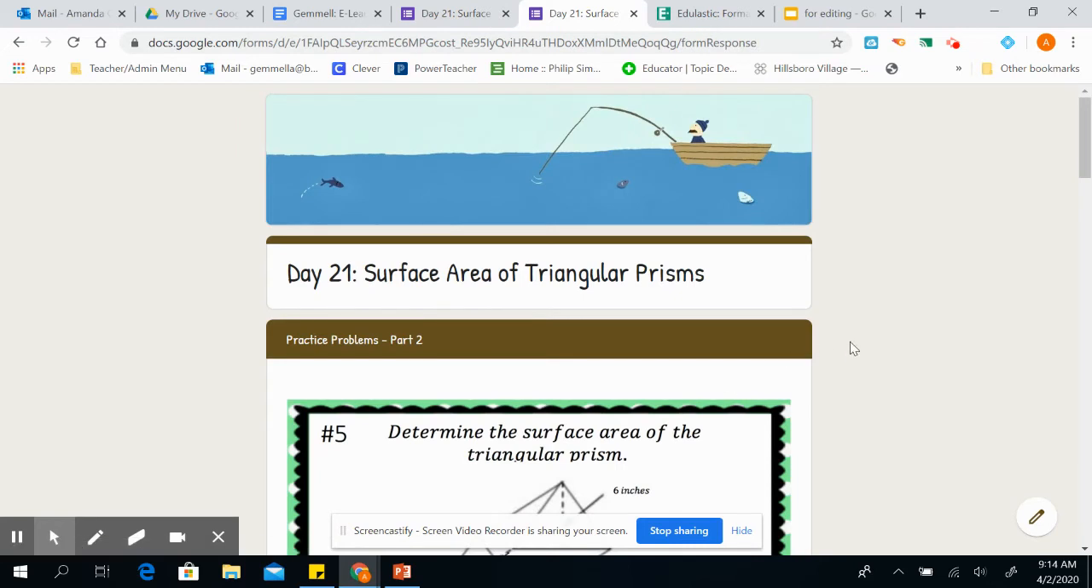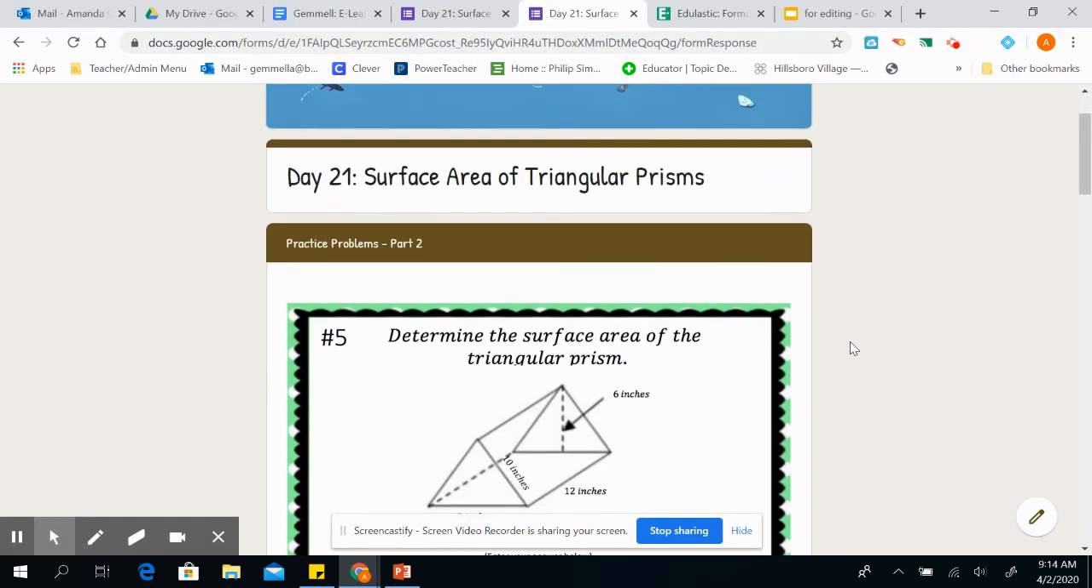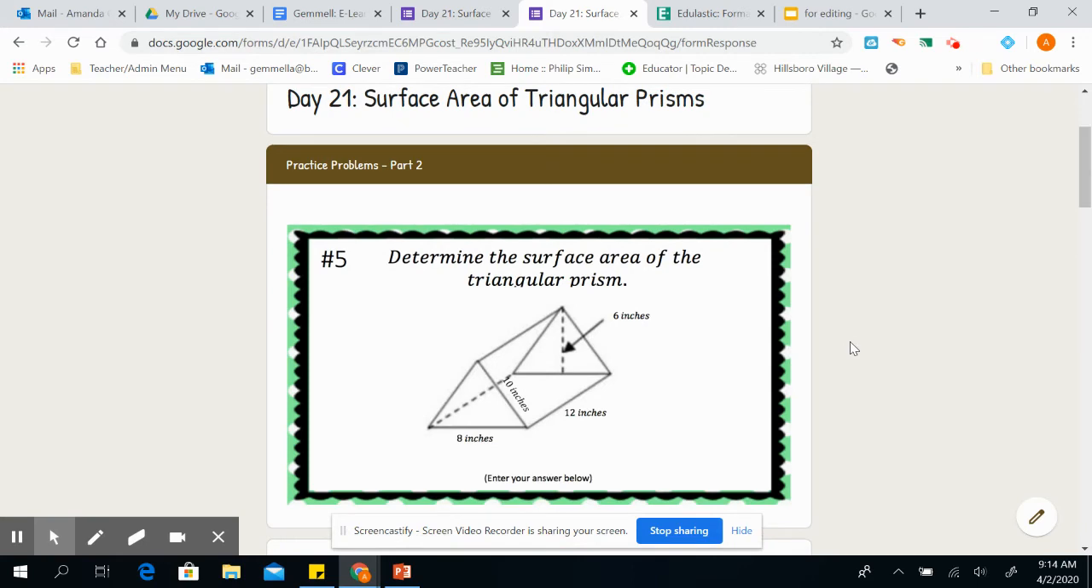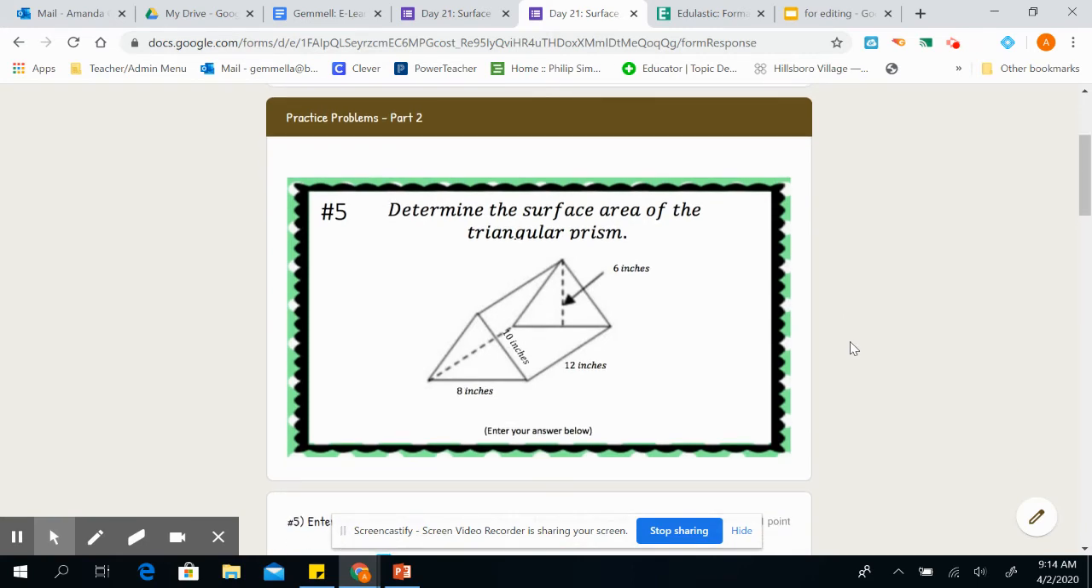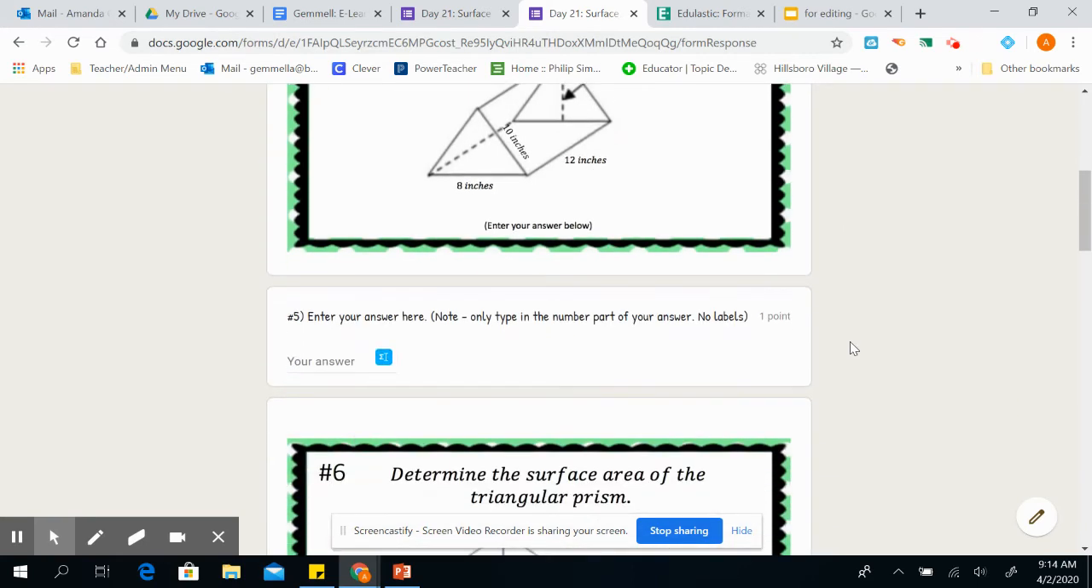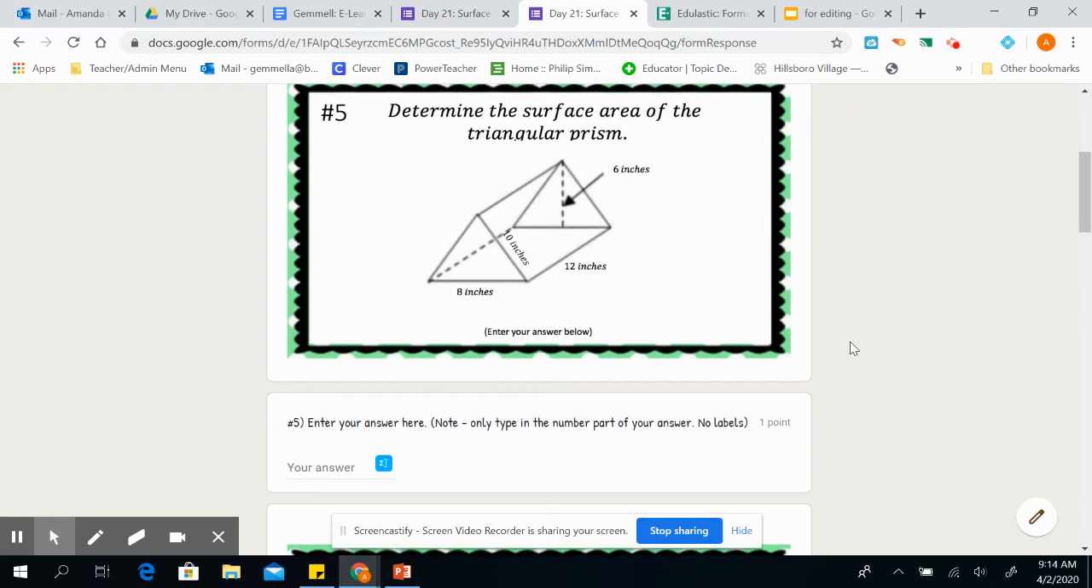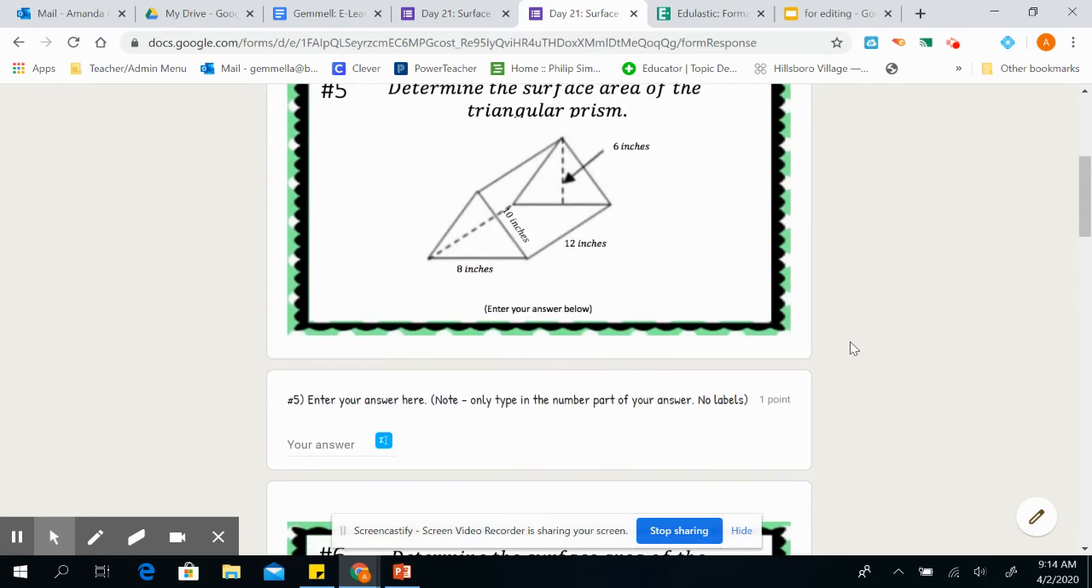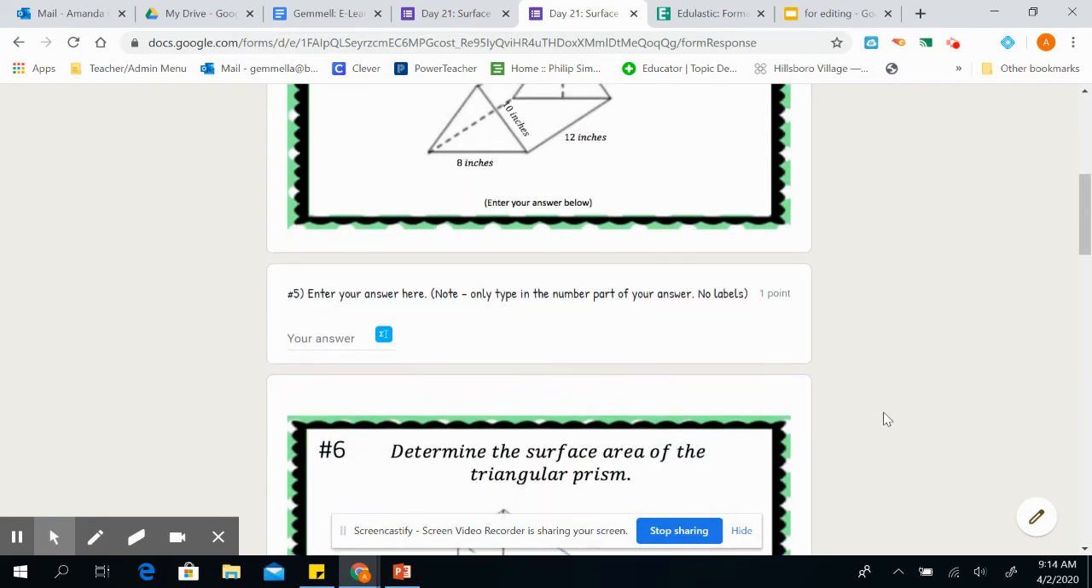Okay, this is part 2. These are going to be more open-ended questions and word problems. So question number 5, determine the surface area of this triangular prism. At this time, you do not have multiple choice answers. You need to type in the answer yourself. Remember, do not put square inches, any sort of label at all. You just put the number. If you put something other than just the number, it will take points off.